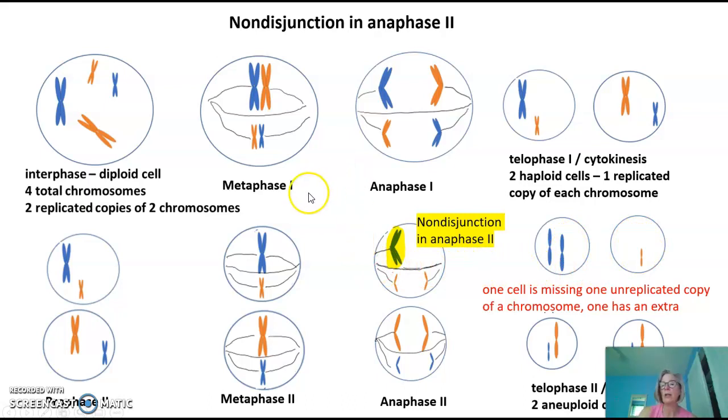It's important to note that in all of these meioses, I have not shown crossing over, and that is simply for clarity. I simply wanted to emphasize the movement of the chromosomes and where the errors occur in non-disjunction.